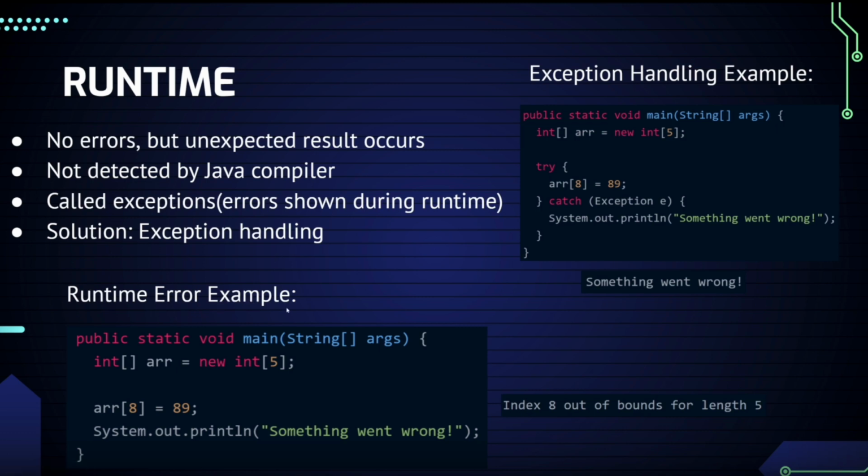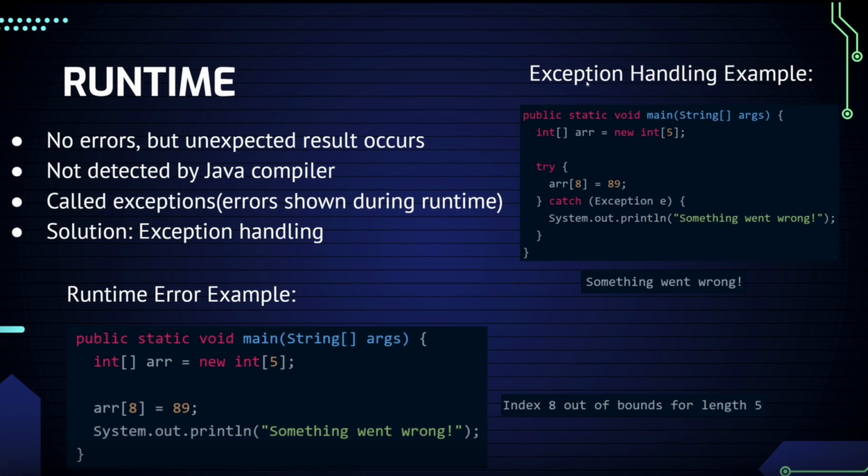Here we can see an example of a runtime error where there might not necessarily be anything wrong with the code before compiling it. However, once you compile it, you can see that it says index 8 out of bounds for length 5. This is because the array is trying to call a value from the placeholder 8 when it only goes up to 4.